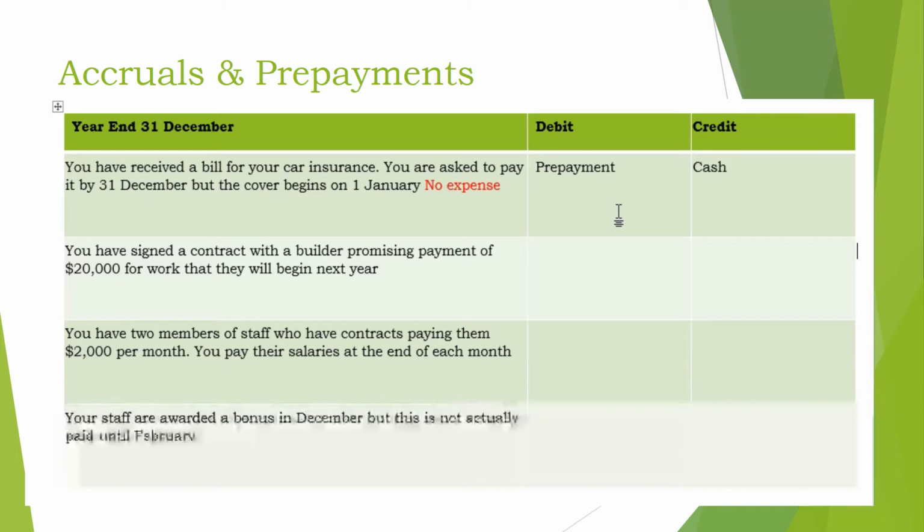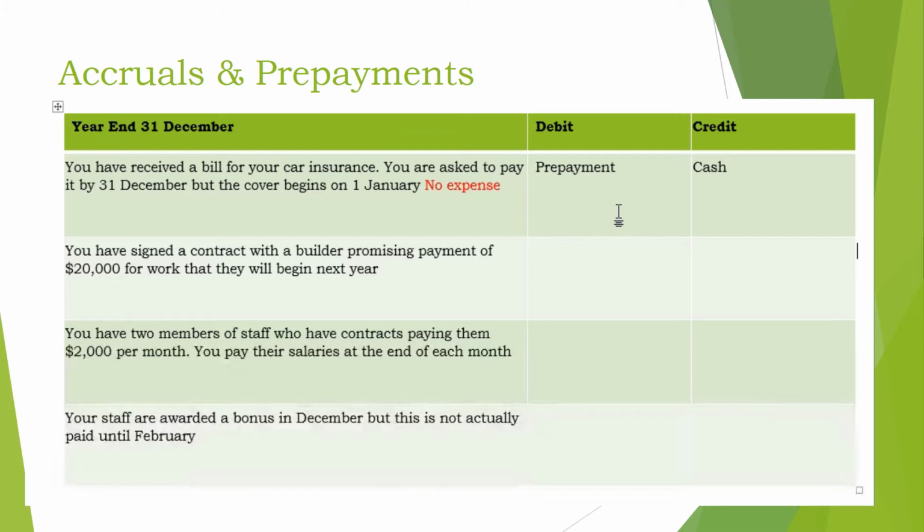Please, can you just remember this as well? When cash goes down, you credit it, okay? So crediting cash will make cash go down. You're going to come back to that soon. Right, that's your bill for car insurance. No expense, but we must make an entry somewhere in the books and records because there's a movement of cash in the year to the 31st of December.